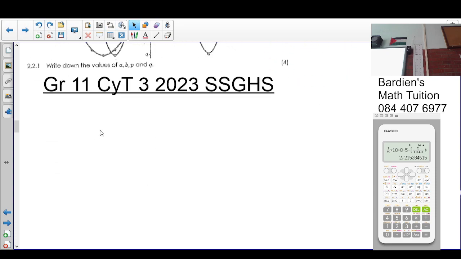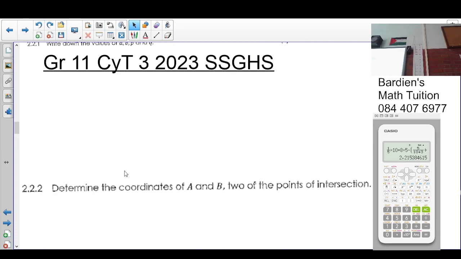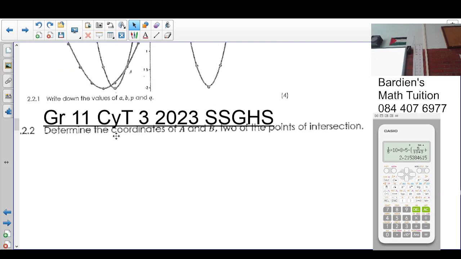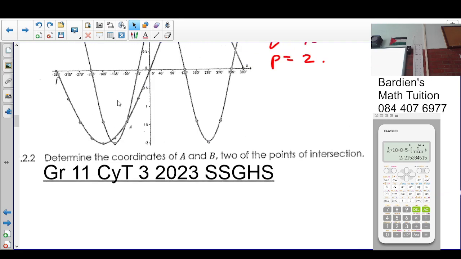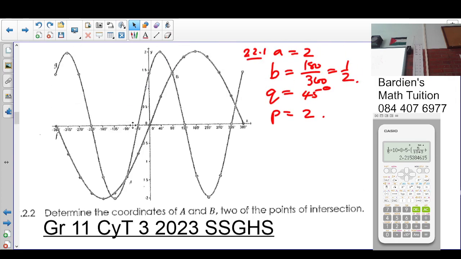Let's go to the next question. 2.2.2. Determine the coordinates of A and B, the two points of intersection. How do you work out the points of intersection?